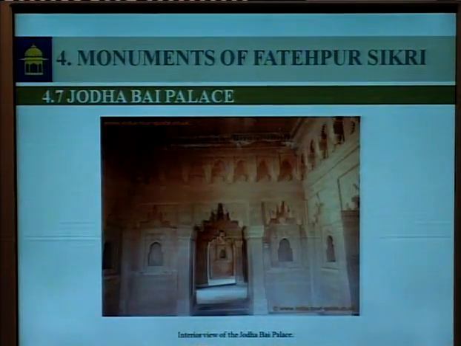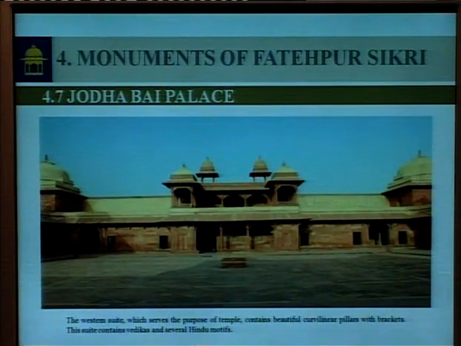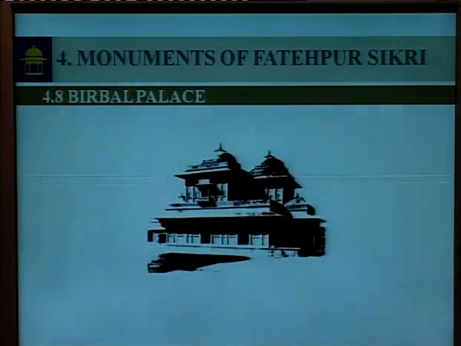So this is a view of one of the rooms and the corridors. Of course, at the time when the queen used to stay here, it must be richly furnished also. And again a view of the western side, which serves as a temple also. So the queen, when she married Akbar, she had a demand that she'll have a place of worship to herself.